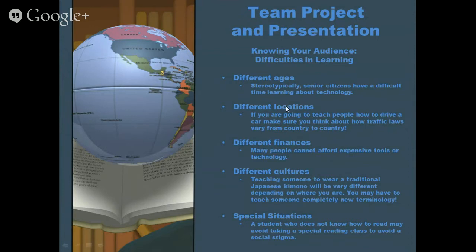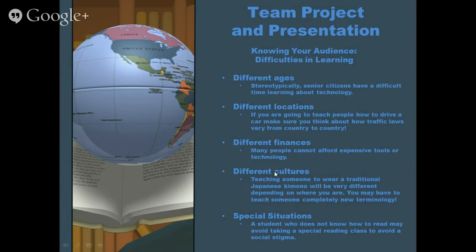And again, different locations. Teaching someone to drive in America is going to be very different from teaching someone to drive in Japan or England or India. So the location is a major factor. There's no one fix. Just remember to think about it. Different finance levels. A solution that involves robots and advanced technology is great, but if you're appealing to a large audience, remember there's probably going to be a lot of people who can't afford to buy a new $500 robot to walk their dog.